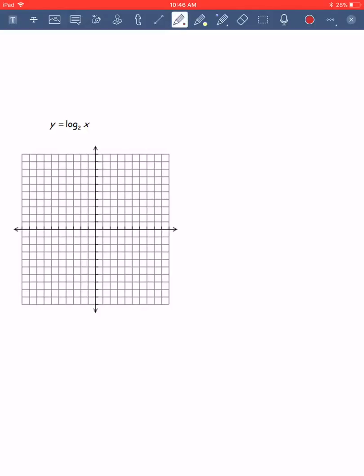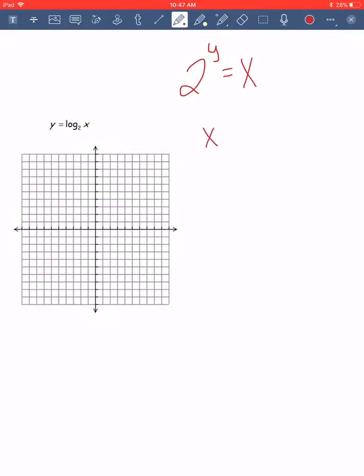So what's a little different here is we can't just plug this into a calculator and crank out an answer because our base is 2. So what we need to do here is put it in exponential form. So our base is 2, we're raising it to the y power, and that equals x.